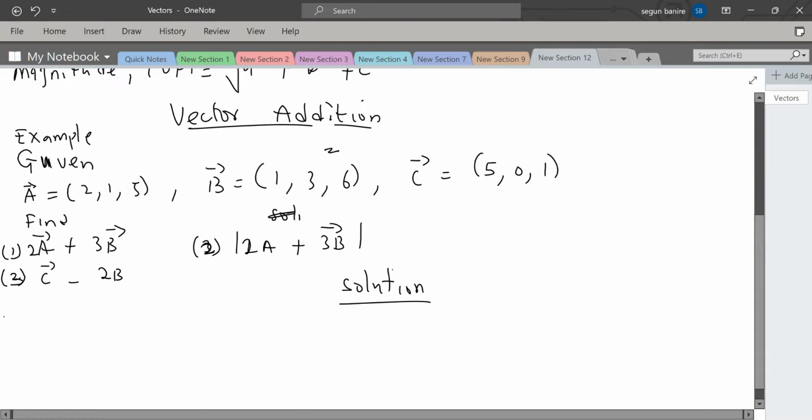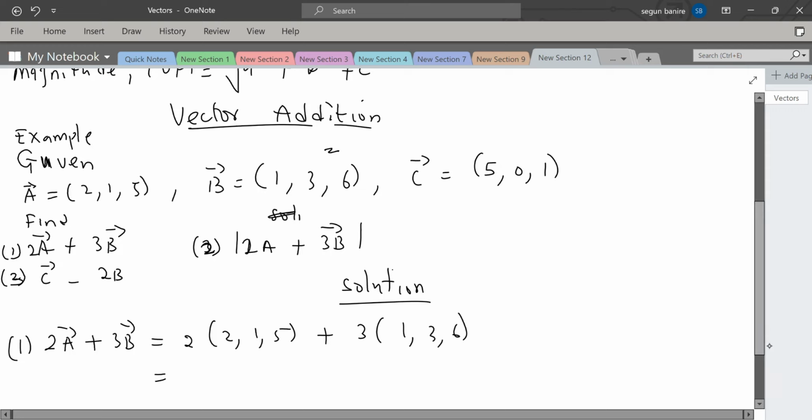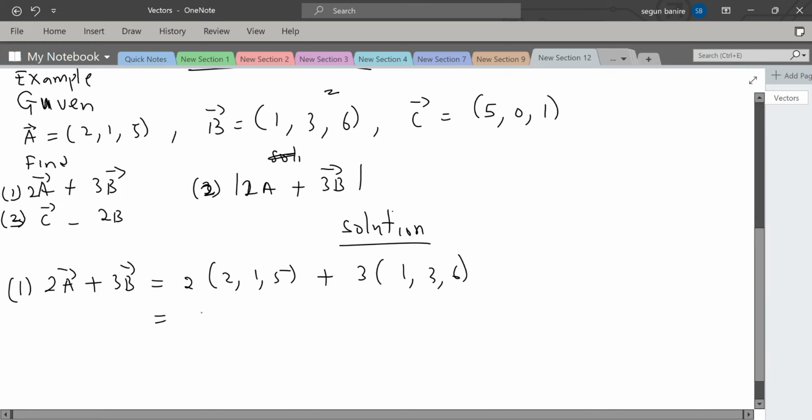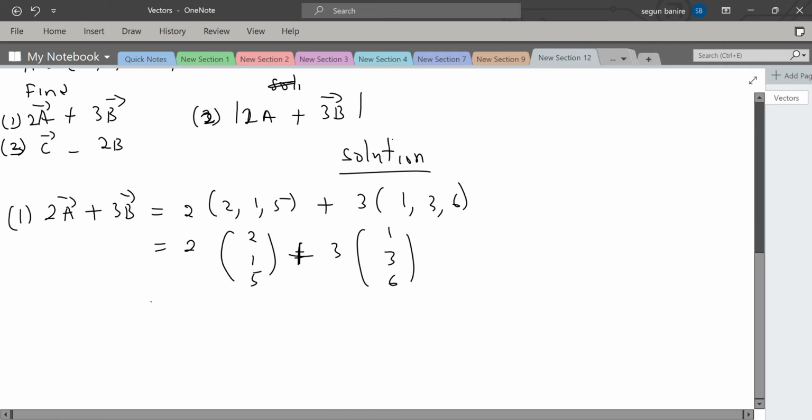For the first one we have 2a plus 3b. So what is a? a is 2 1 5, b is 1 3 6. Vectors can be represented in this row form, and you can also write them in column form. 2 times the column (2, 1, 5) plus 3 times the column (1, 3, 6). This is how I love to add my vectors. It is easy this way.